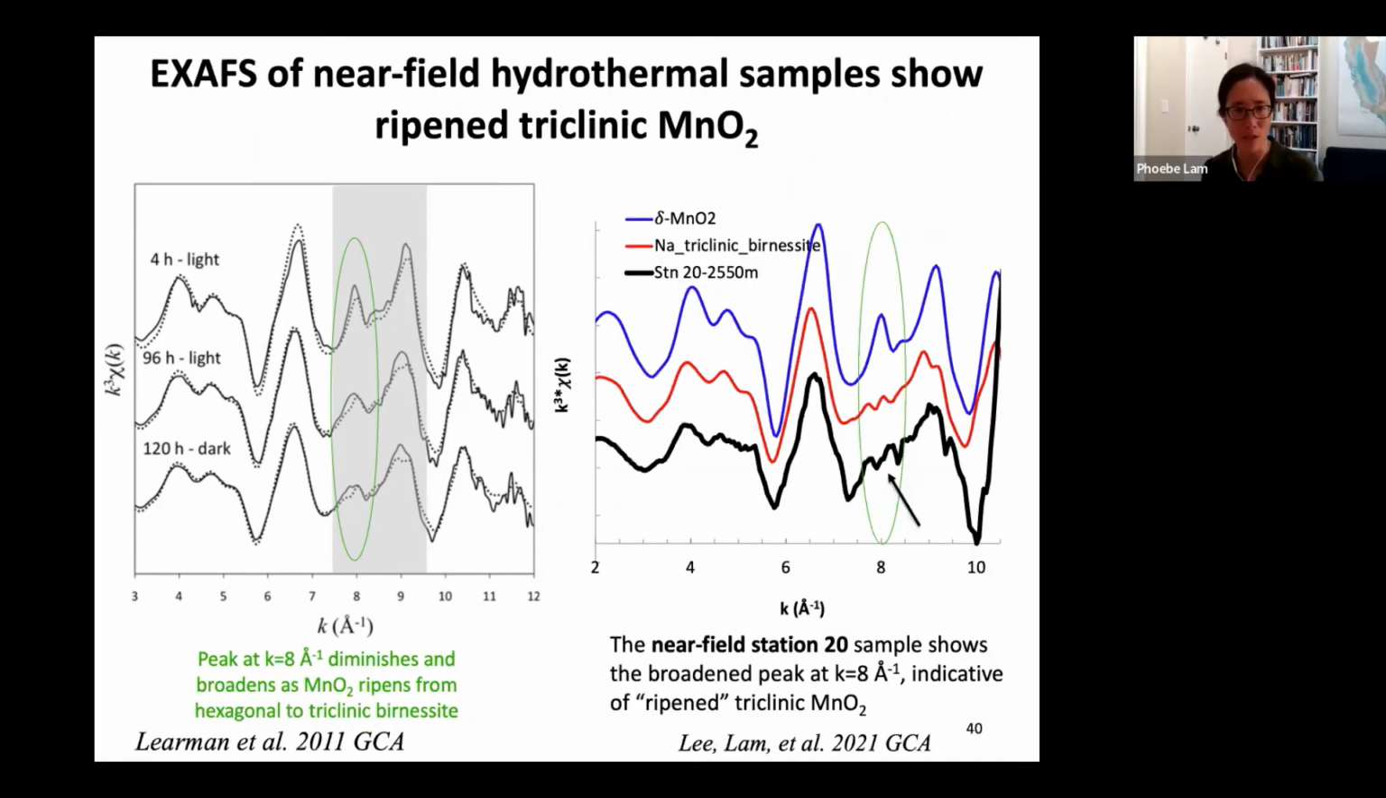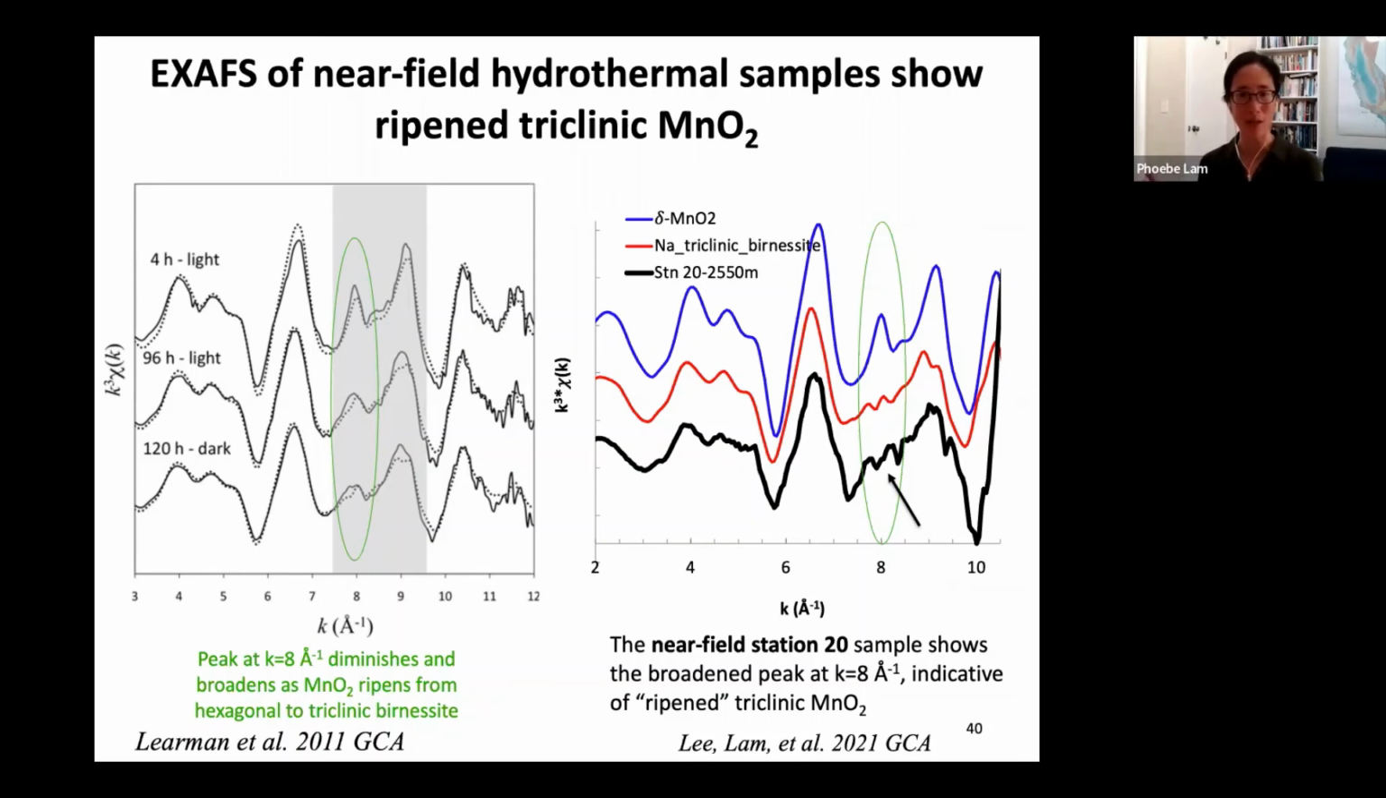And in fact, when we did XAS on our own sample, so this is now a sample from one of our near field stations right in the middle of that plume, the blue is a standard hexagonal birnessite, manganese 4 birnessite, and you see that hump at a K equals 8. The red is another standard, which is showing you triclinic birnessite, and then this is our actual sample in the black, and you see that we don't have that hump. So we also seem to have this ripened triclinic manganese oxide that had manganese 3 in it.